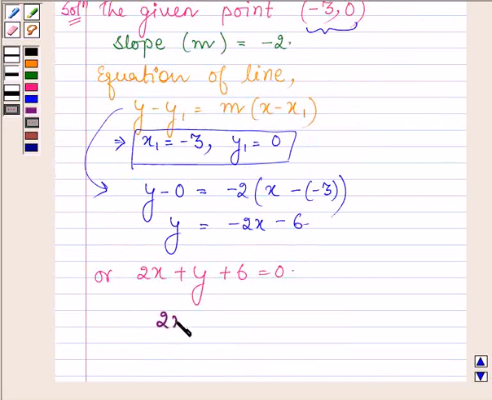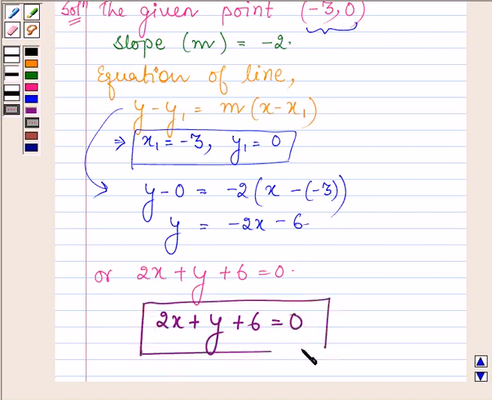Thus equation of a line is equal to 2x plus y plus 6 is equal to 0.